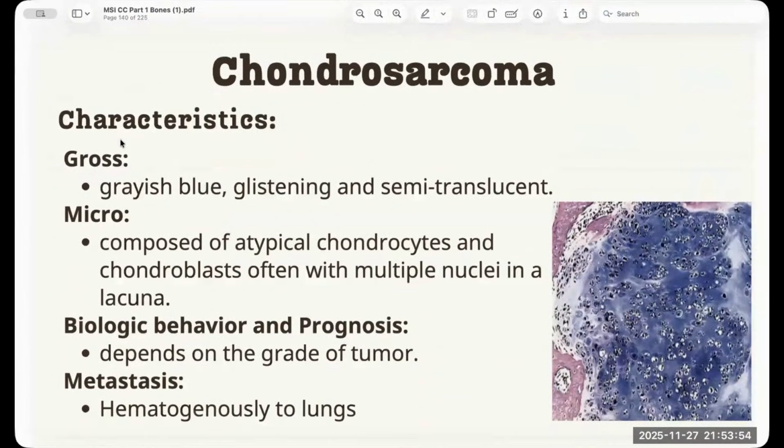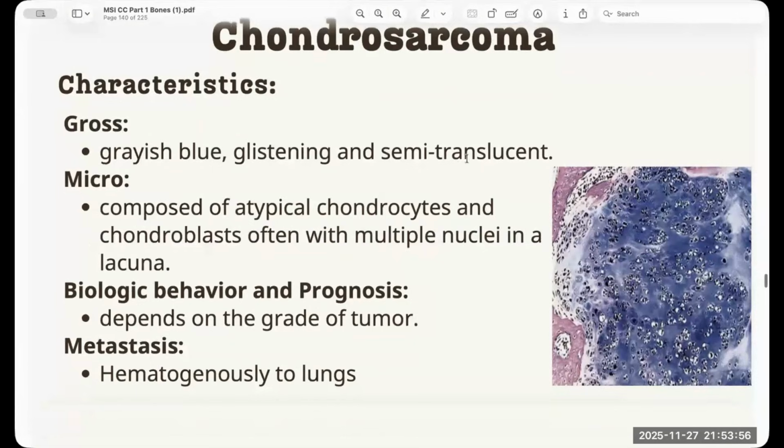The gross image would show grayish blue, glistening, translucent cells. These are the chondrocytes. Under the microscope, it will show atypical chondrocytes with multiple nuclei in a lacuna. Biologic behavior and prognosis depends on the grade of the tumor, as we said, to the lungs.